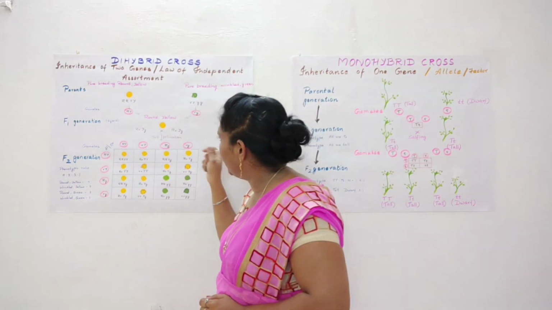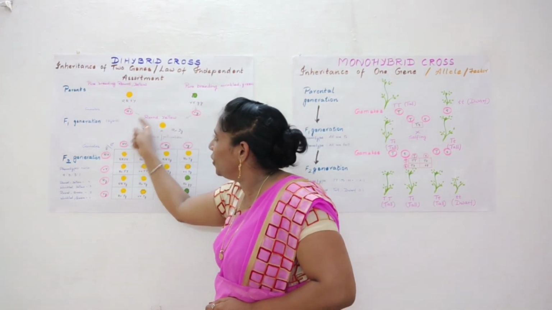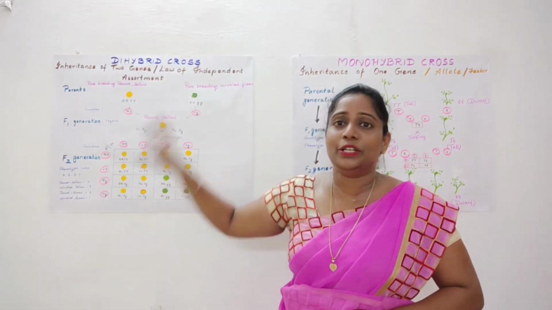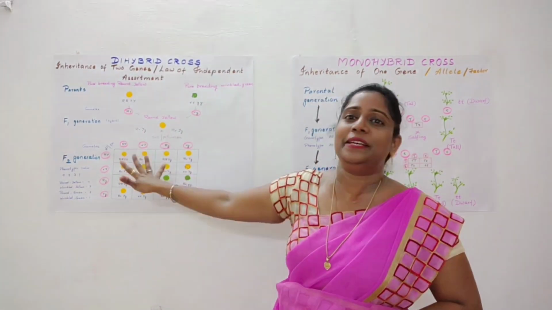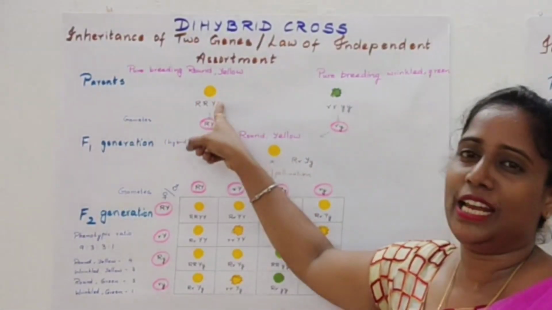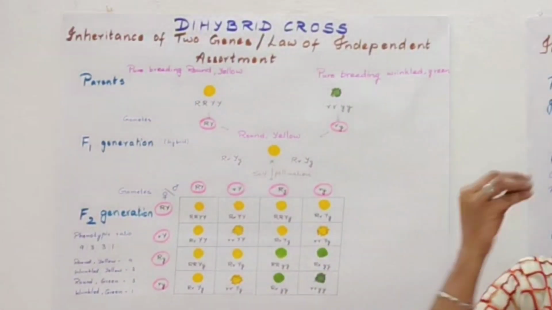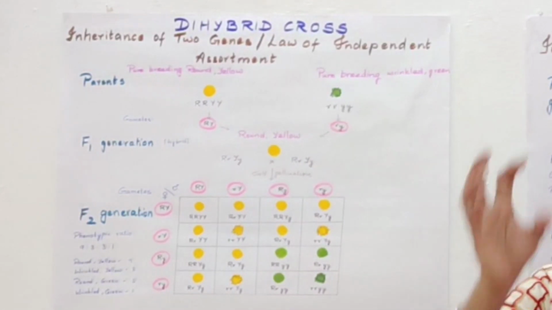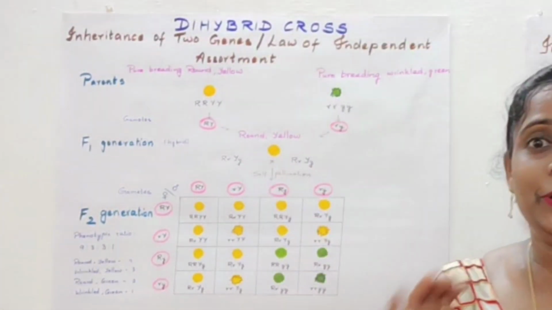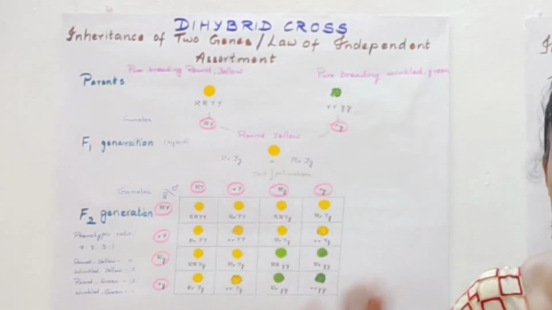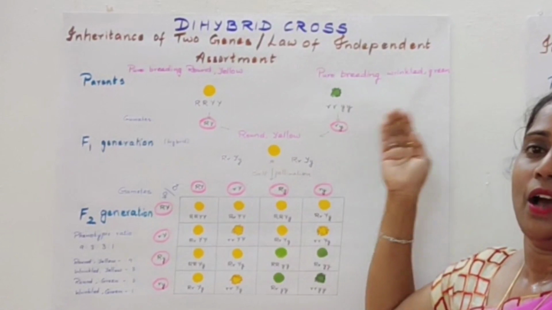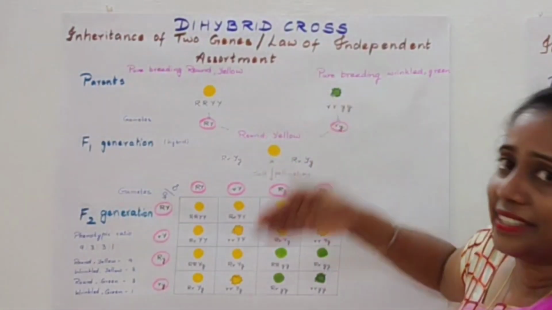So now here, what will be your F1 generation? Very good. Dominant character will be expressed. What is the dominant character here? Round yellow. So all the plants will be producing round and yellow seeds. Very good. So now what are we going to do? We are going to let them self-pollinate. So on selfing, you can see how the next generation will be.